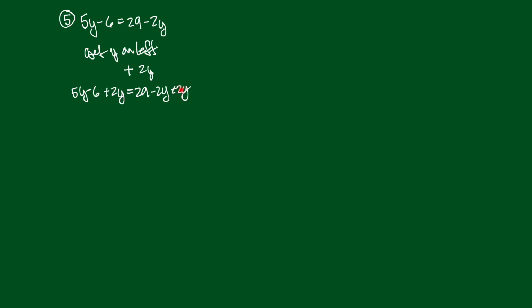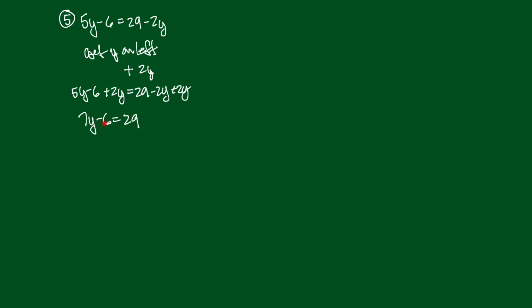Whatever I do to the left, I have to do to the right. And now what? Well, on the left side, I got 5y plus 2y, that's a 7y minus 6 equals 29, and then minus 2y plus 2y. These are gone. That's why I did it. Equals 29.